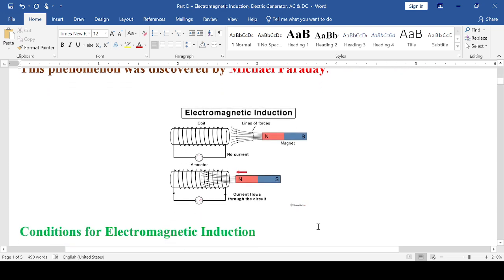Check the figure. You are bringing close the bar magnet to the coil. When you are bringing close to the coil, the magnet induces magnetic force on the coil, that is on the conductor, and by the help of the ammeter we can check the flow of the current.